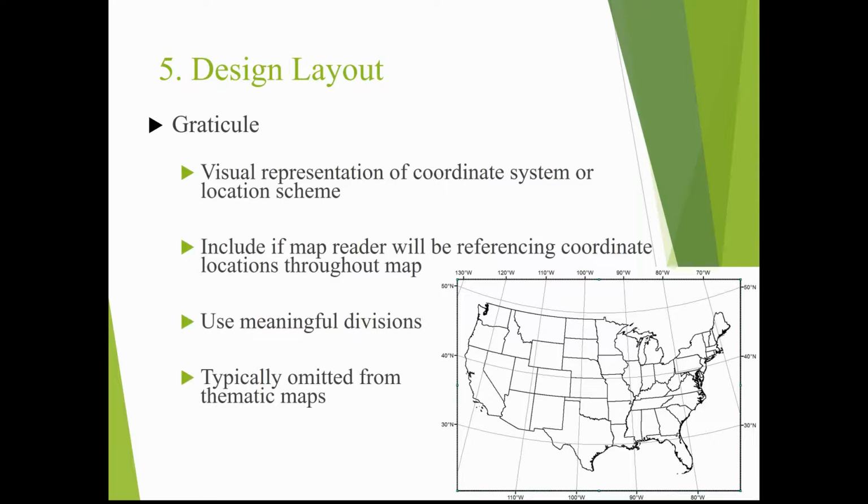The graticule element visually represents a coordinate system or location scheme. You should include the graticule of a map if the map reader will be referencing coordinate locations throughout the map. You should use meaningful divisions on the graticule so that it is easy for the map reader to use it. Typically, graticules are omitted from thematic maps as the purpose of a thematic map is not to measure, but to look at the spatial distribution and patterns of the data. Graticules can also be placed on top of map features or behind them as a way to improve the visualization of the map.